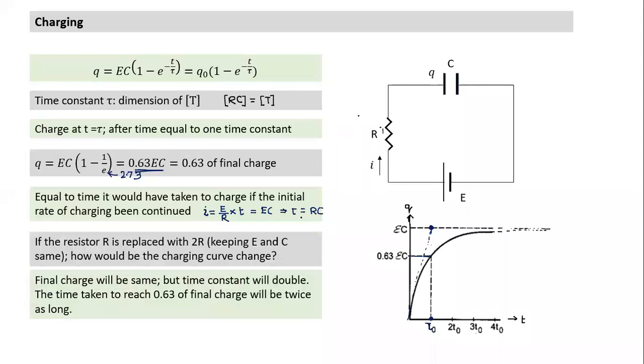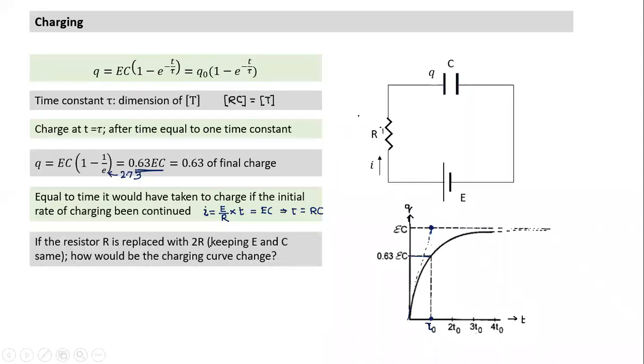Okay. Let's try and understand the next part. If the resistor R is replaced with 2R, what will happen, keeping E and C the same? What will happen to the time constant if I replace R with 2R? The initial current will become I by 2. So basically what will happen?